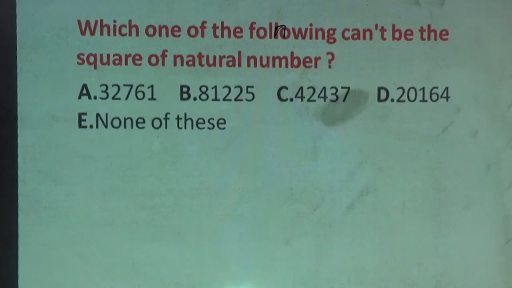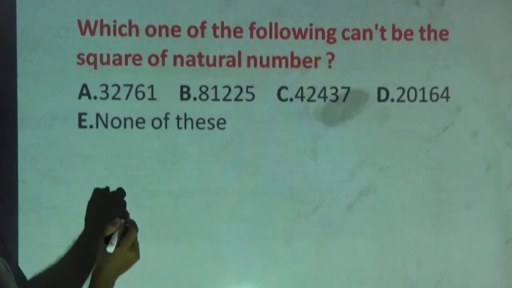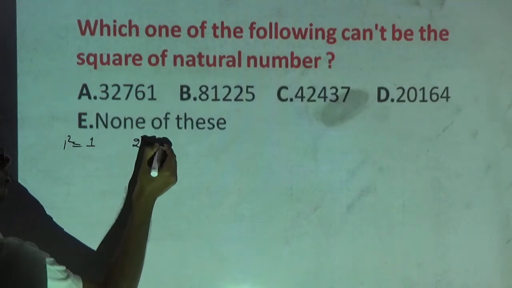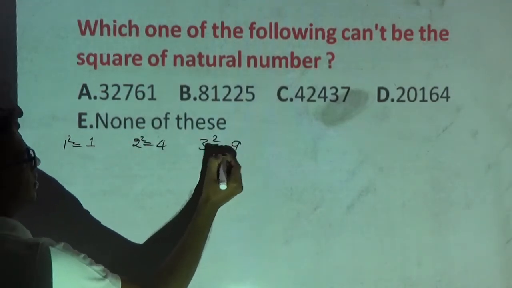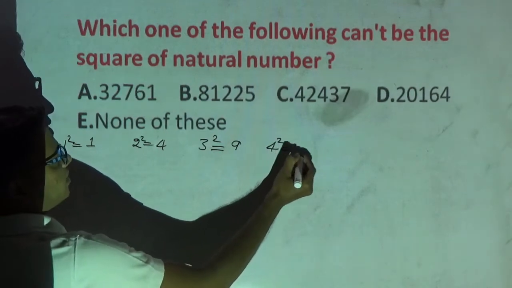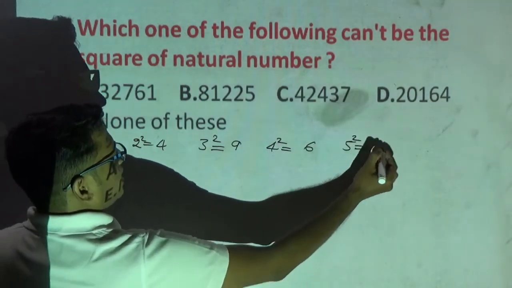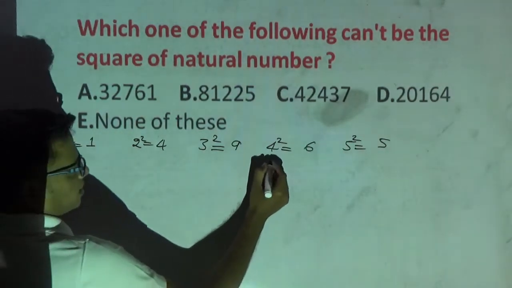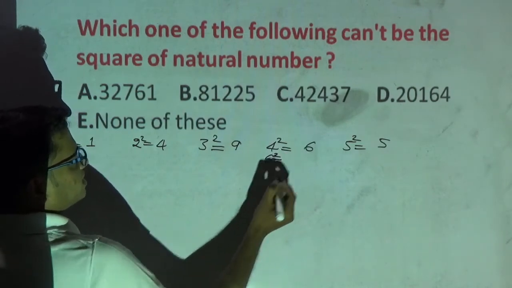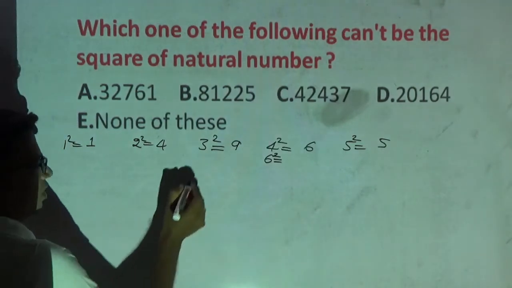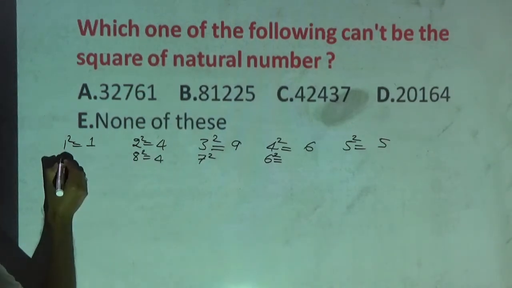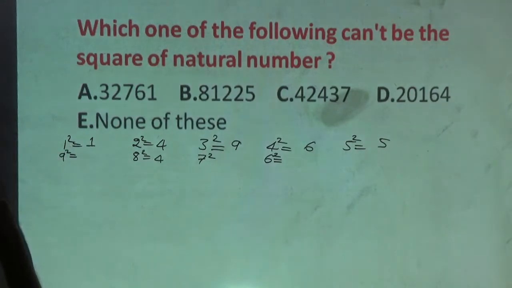Which one of the following cannot be the square of a natural number? Now please see here. 1 square is 1. 2 square is 4. 3 square is 9. 4 square is 16, ending with 6. 5 square is 25, ending with 5. Only see the end digit, the units place. Now 6 square is 36, ending with 6. 7 square is 49, ending with 9. 8 square is 64. 9 square is 81, ending with 1.